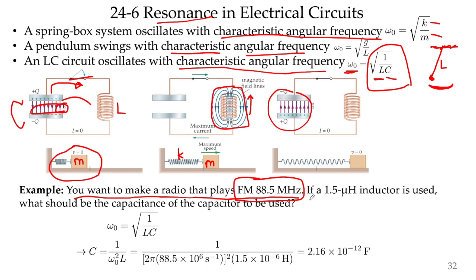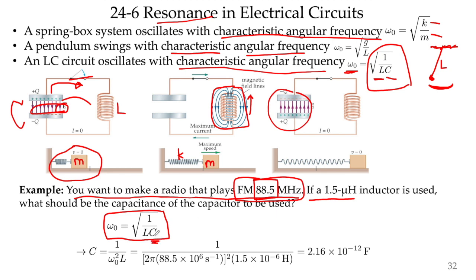The inductor that you're going to use has an inductance of 1.5 microhenry. What should be the capacitance of the capacitor? Well, what you want is for the frequency of your circuit to be exactly the frequency of the radio channel, so that you can listen to that particular channel, not any other channel. Then you want the angular frequency of your circuit to be exactly 88.5 megahertz. What we don't know is C here.